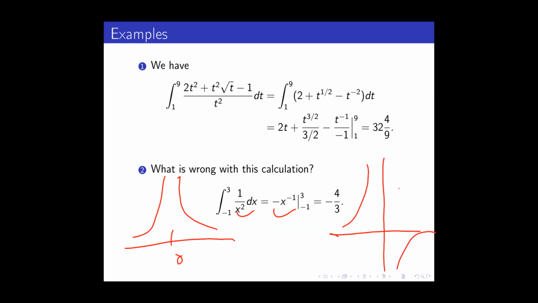So if you take the interval -1 to 3, then this is not an antiderivative of the function on the whole interval, and so you cannot use the fundamental theorem of calculus. It's also because the function 1 over x squared here is unbounded like this. It doesn't actually have an antiderivative on the whole interval here. There are no functions that can give you this, because at 0 it is not defined.